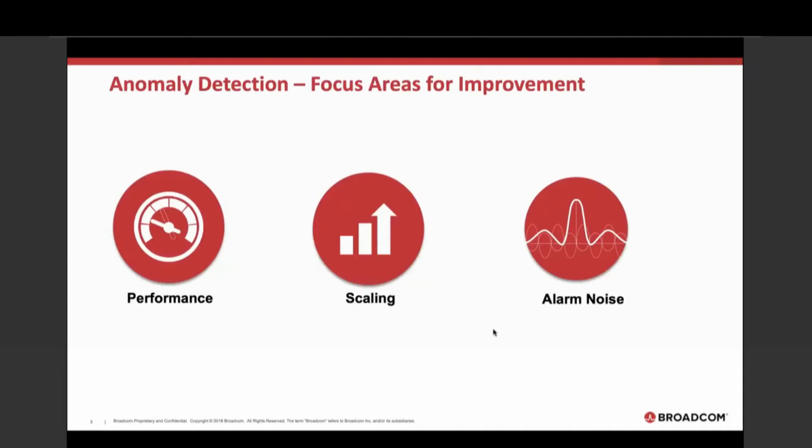So all the work that has been done is to ensure that there is good performance. The performance of the anomaly detection increases. We are able to do it well, both quantitatively and qualitatively. The scale, the amount of anomalies we can identify and the amount of metric data that we can process for anomaly detection can scale, and the alarm noise is also reduced.